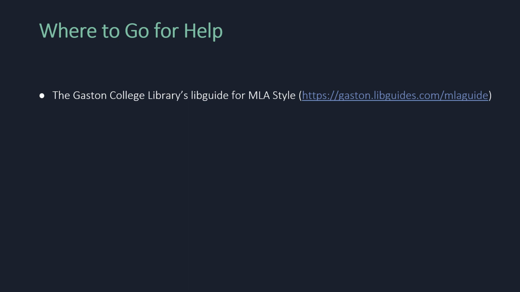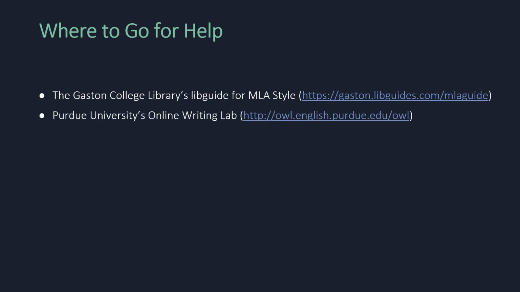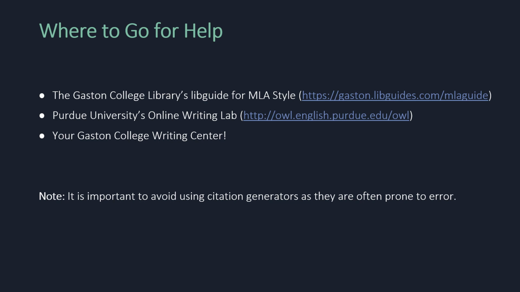For further help with writing essays using MLA style, please see other materials within this LibGuide on the Gaston College Library's webpage. Purdue University's online writing lab, better known as Purdue OWL, is also a great source for help with using MLA style. And of course, the Gaston College Writing Center is an excellent resource. Our coaches are knowledgeable and have lots of experience helping students with MLA style papers. Finally, while it may be tempting to use citation generators, we don't recommend using them, as they are often prone to error.